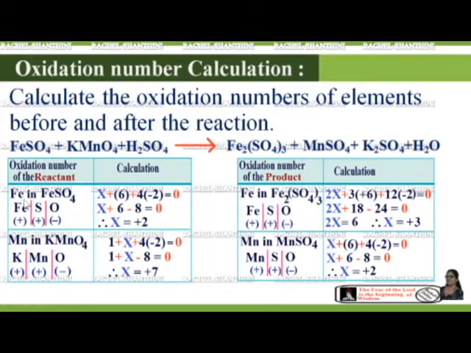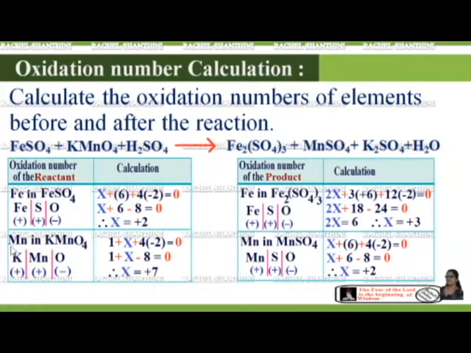To find the oxidation number of Fe in FeSO4, let us assume the oxidation number of Fe as X. So X plus oxidation number of sulfur, which is plus 6, plus we have 4 oxygen, so 4 into oxidation number of oxygen, minus 2, equal to 0, because we know that the algebraic sum of the oxidation number of all the atoms in a molecule is equal to 0. So X plus 6, 4 into minus 2 is minus 8, equal to 0. This gives the value X equal to plus 2, which is the oxidation number of iron in ferrous sulfate.